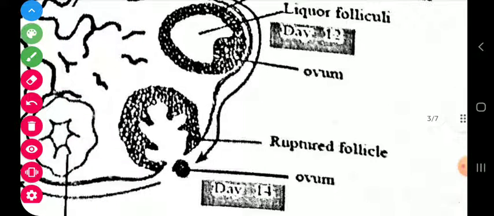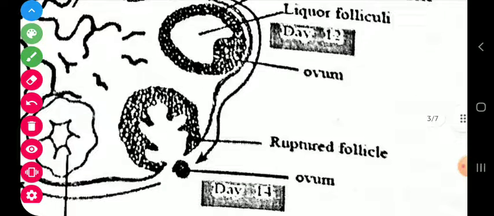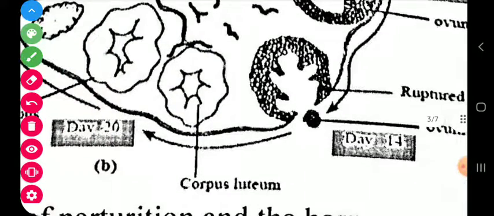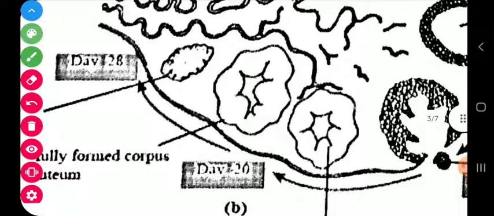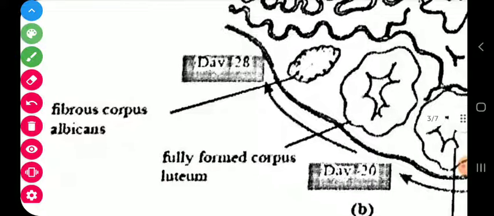We have the ruptured follicle. We have the ovum that is released now. Earlier it was in the mature ovarian follicle. Now it is released from the mature ovarian follicle, the ruptured follicle. Then we come across the corpus luteum. Then we come across the fully formed corpus luteum. Then we meet the fibrous corpus albicans.